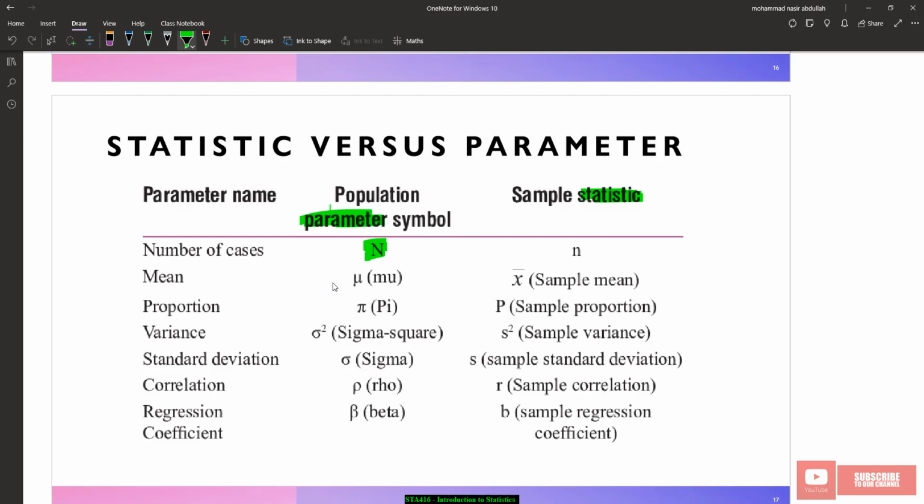Right. So what you need to do is just try to remember the simple, basic terms such as mu, sigma, X bar and S. Later on kita tengok rho and R. At the end of the syllabus, kita akan tengok beta and B.